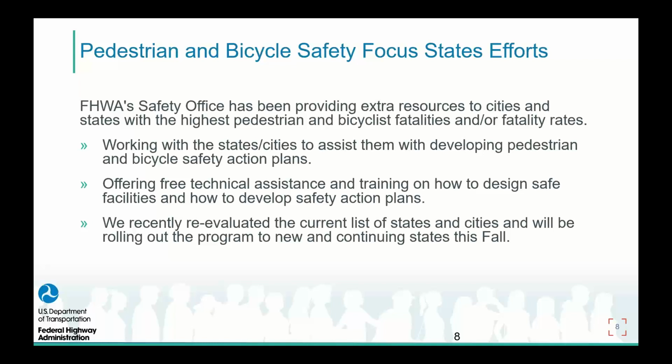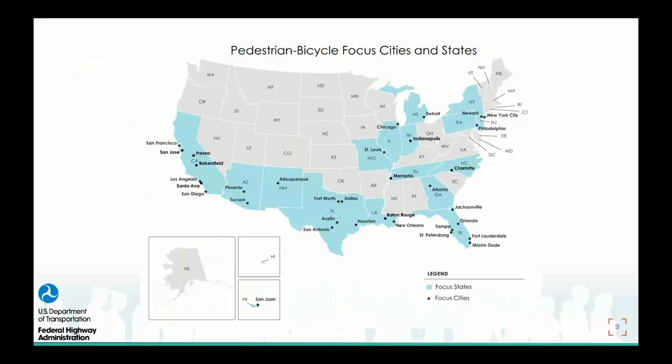So every 5 years or so, we look at those states and cities and reevaluate them. And a lot of them have stayed the same, but they often change. So we recently did another reevaluation and we'll be rolling out the new program, hopefully by this fall. Next slide, please. And this map, I'll leave it here for a second. Shows what the current list of states and cities are that are eligible for this assistance. Next slide.